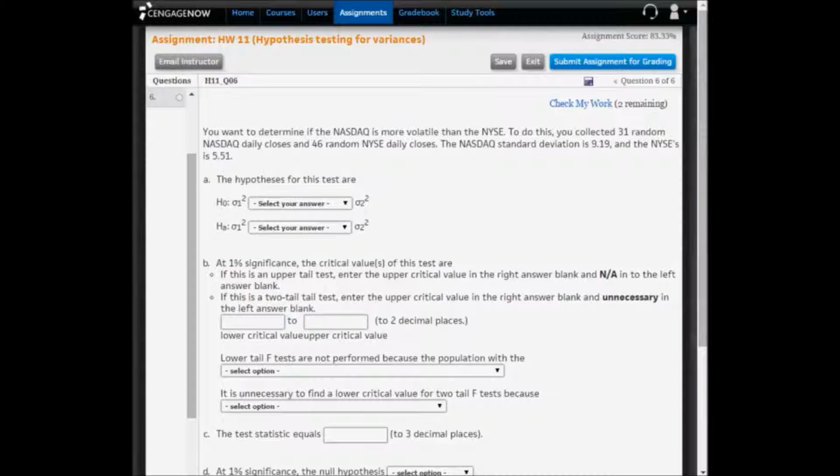In question 6, we want to find out if the NASDAQ is more volatile than the NYSE. So we want to know if the variance for the NASDAQ is greater than the variance for the NYSE. We have 31 NASDAQ daily closes and 46 random New York Stock Exchange daily closes. The NASDAQ standard deviation is 9.19 and the NYSE's is 5.51.